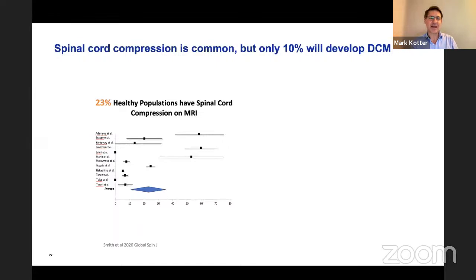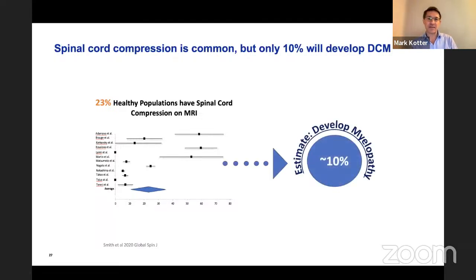Just a few facts. When you look at cross-sectional studies that look at the prevalence of spinal cord compression, you can see that this is a very common feature. And in fact, of course, it increases over age. At the age of 80, about 80% of us will have cord compression, but only about 10% will develop symptoms, so will develop myelopathy. So it's not a direct relationship.